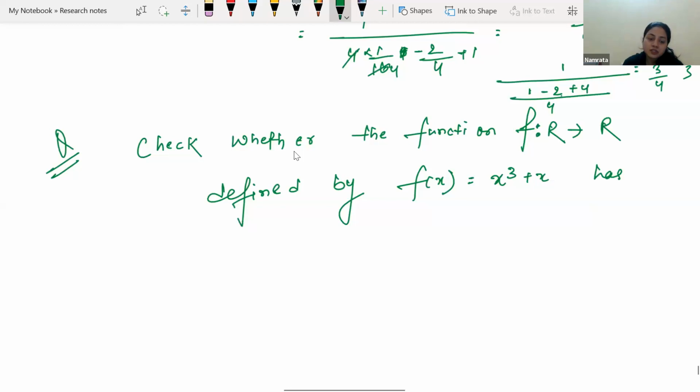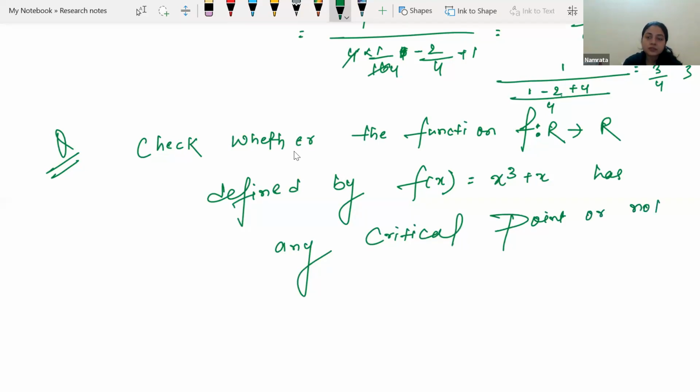So the next question is check whether the function f from R to R defined by f of x equals x cube plus x has any critical point or not. If yes, then find the point.